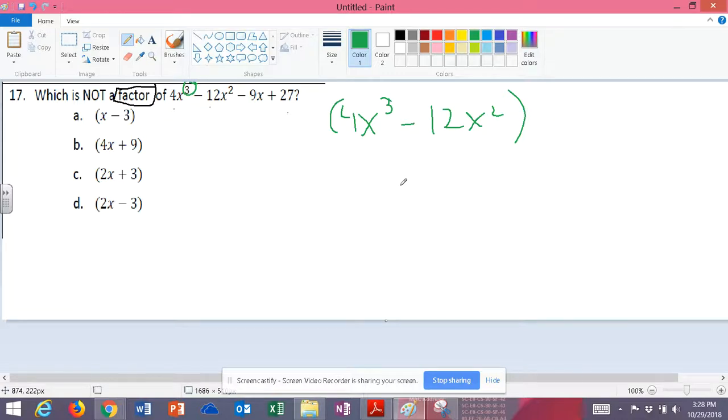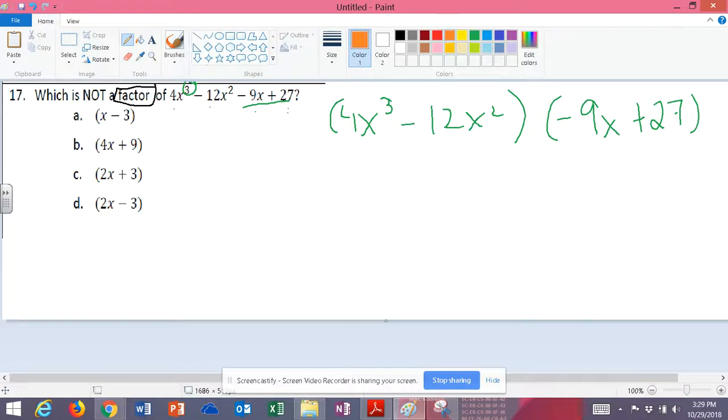If you look at the highest exponent, it's a 3. So that means this is a cubic function, and there are 1, 2, 3, 4 terms, which means we're going to factor by grouping. When you factor by grouping, you have to split it up into 2 groups. So I've got 4x cubed minus 12x squared here, and then I need to put this in a group. So it's going to be minus 9x plus 27. Then we look for the GCF of each group.